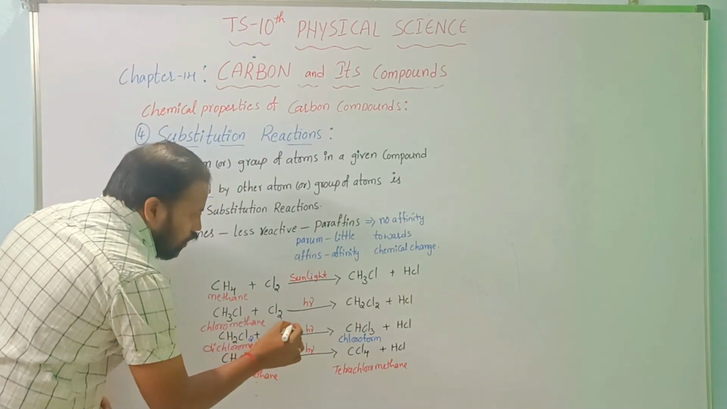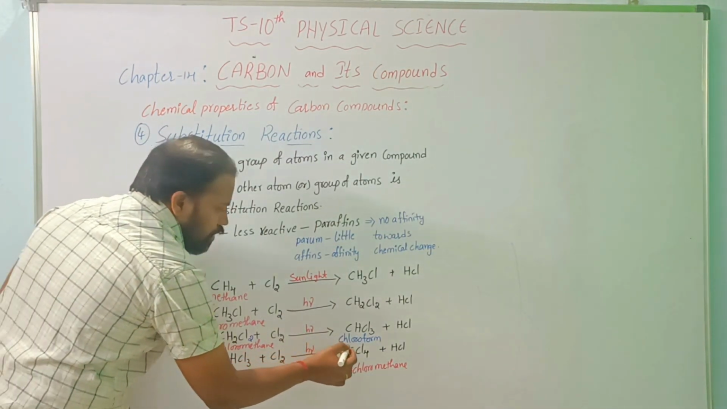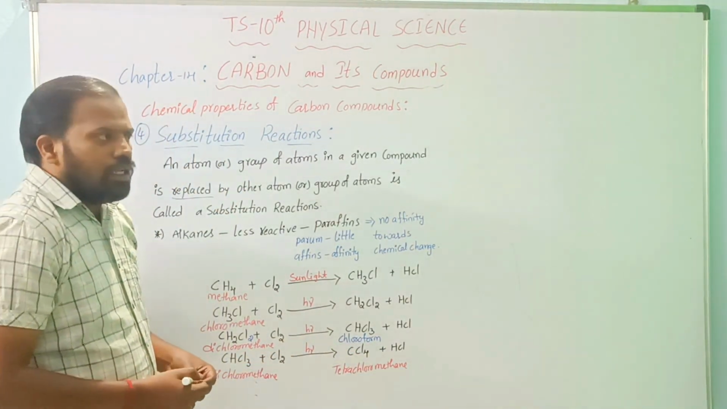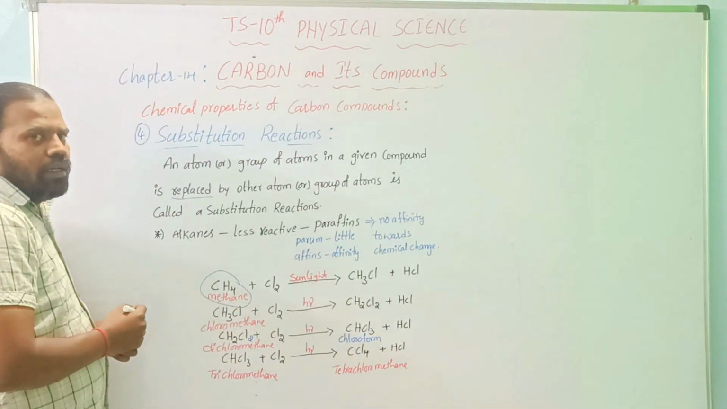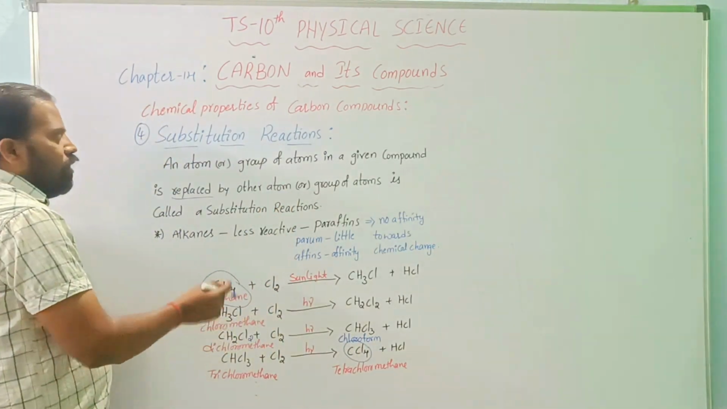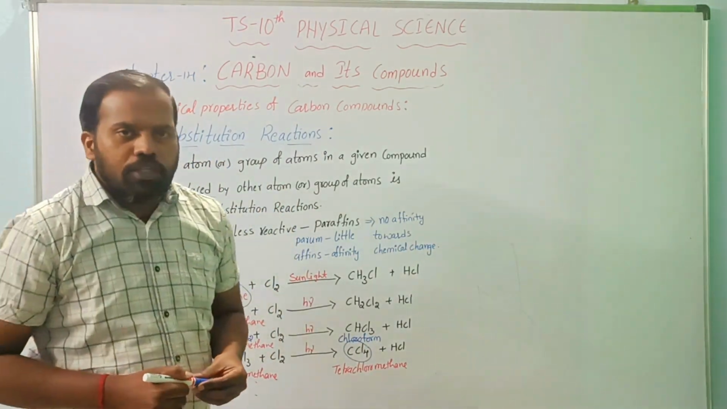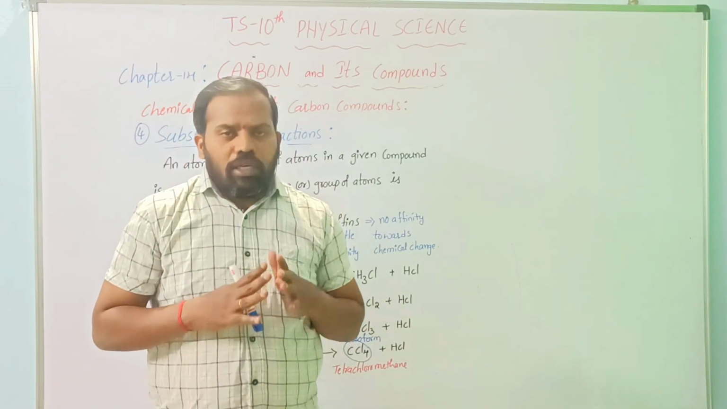CH2Cl2 further reacts with chlorine to give CHCl3. The CHCl3 further reacts and changes to CCl4. First, actually, it was CH4. All the hydrogen atoms are replaced by chlorine atoms. So this type of reaction can be called a substitution reaction. It is possible only in the presence of sunlight.